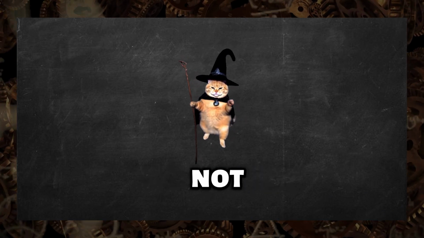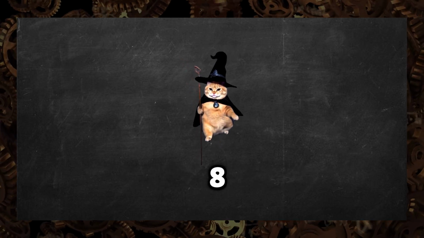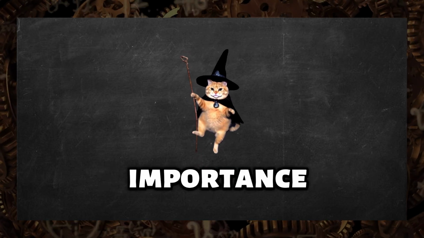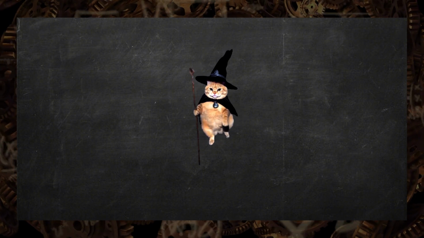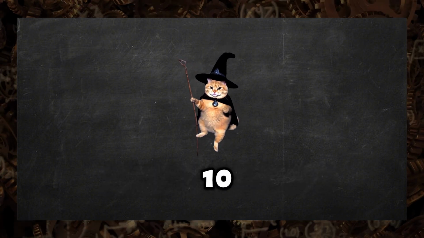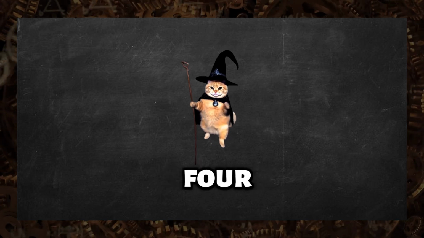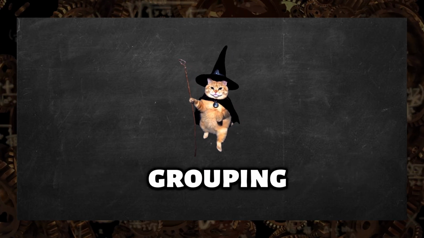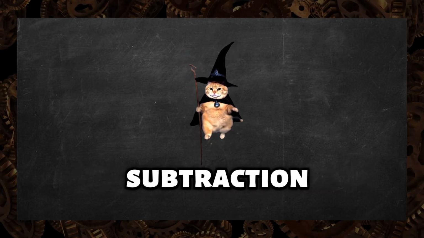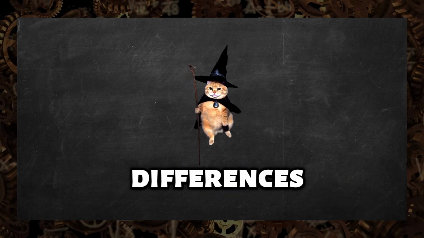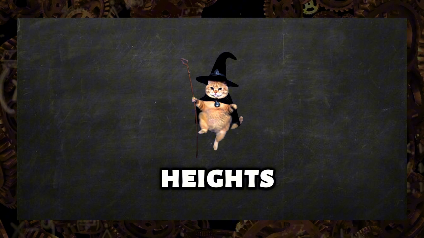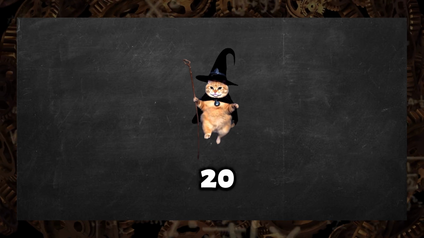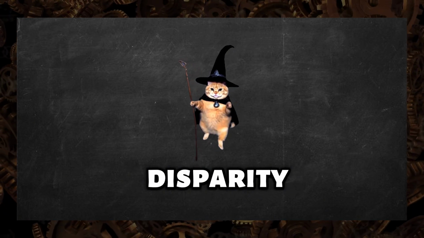This operation is not commutative, as 3 minus 8 yields negative 5, distinct from 8 minus 3, highlighting the importance of order in the process. Nor is it associative, since (10 minus 4) minus 2 equals 4, while 10 minus (4 minus 2) equals 8, demonstrating how grouping affects the outcome. Subtraction is frequently employed to find differences, such as determining the variance in heights between two structures, where a tower of 15 meters subtracted from one of 20 leaves 5 meters as the disparity.